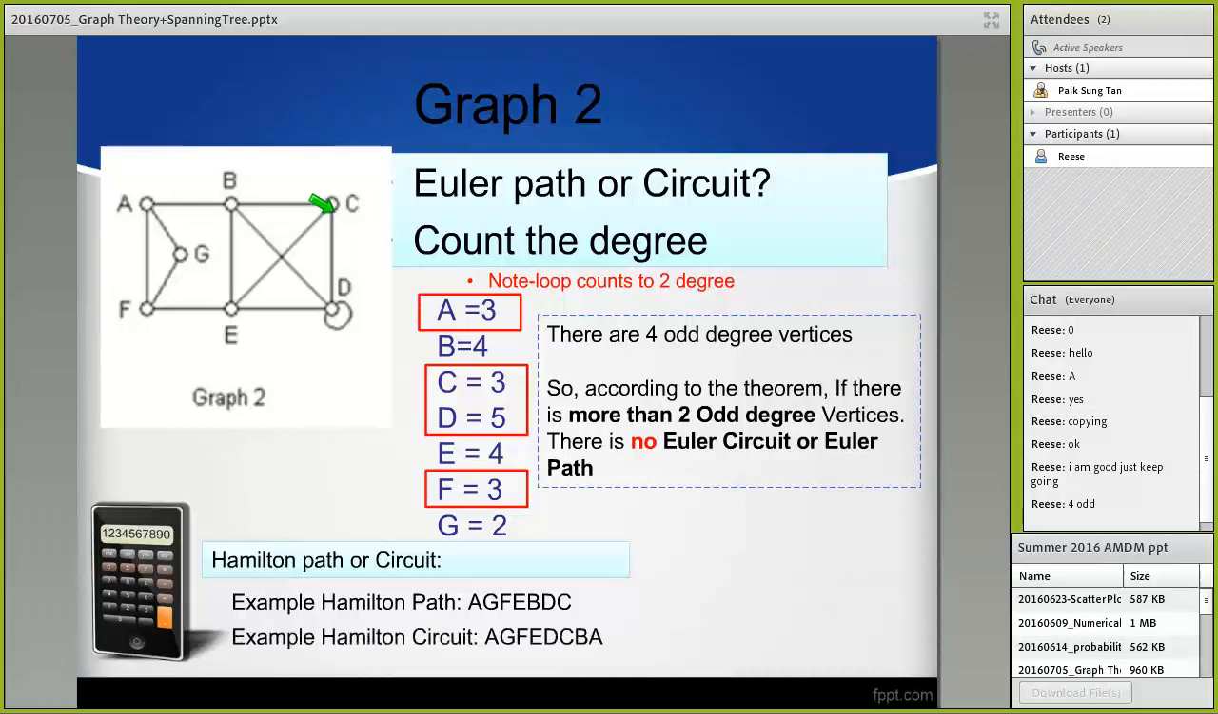And here's a Hamilton circuit. You have to start and end at the same vertex. So I chose to do A, G, F, E, D, C, B, A. That's a Hamilton circuit. Can you please give me one example of a Hamilton path using this graph that's different than mine?